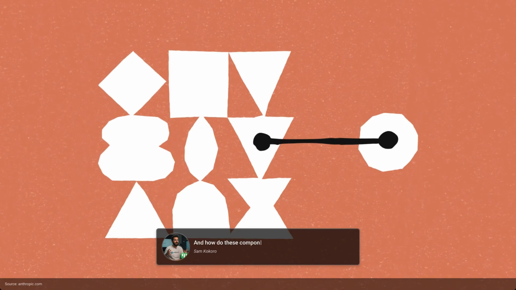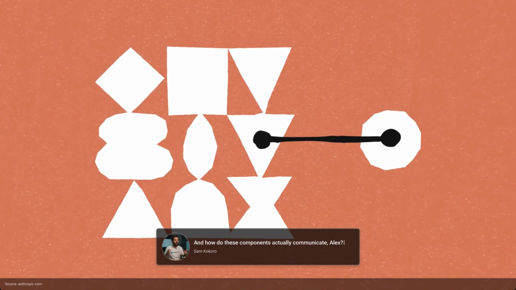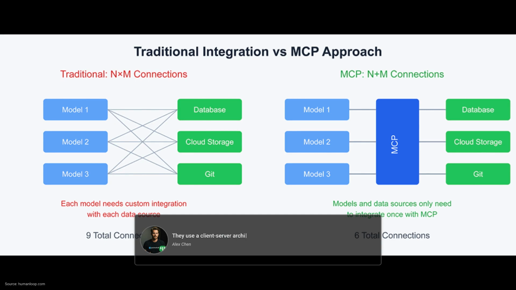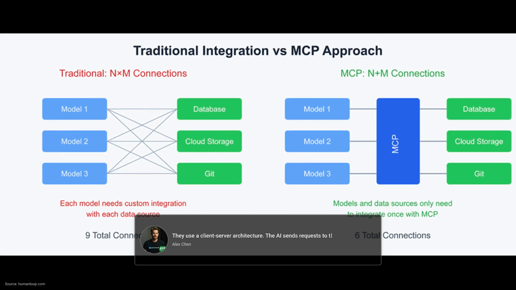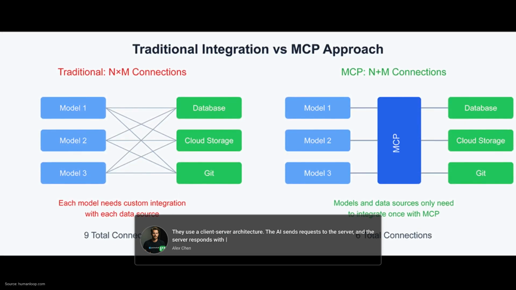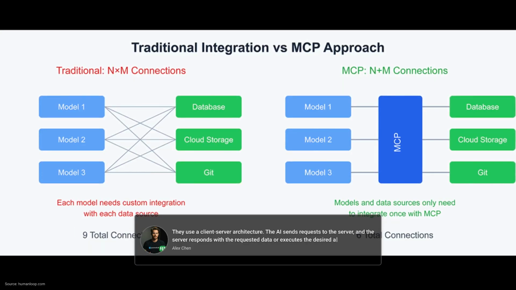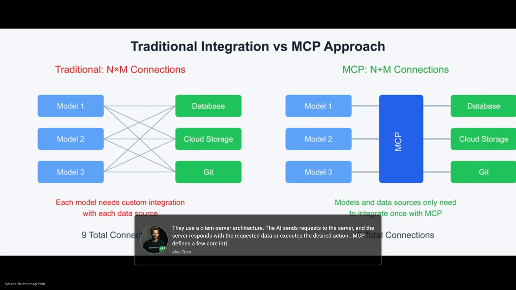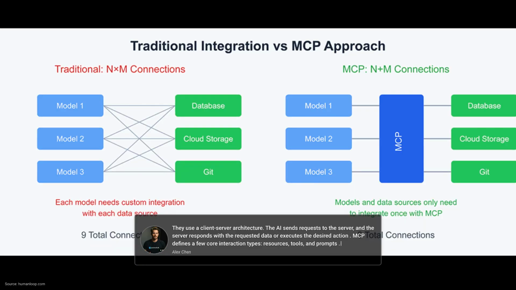And how do these components actually communicate, Alex? They use a client-server architecture. The AI sends requests to the server, and the server responds with the requested data or executes the desired action. MCP defines a few core interaction types: resources, tools, and prompts.